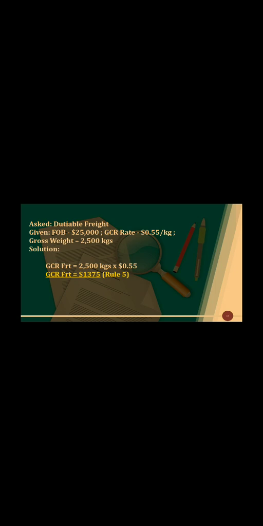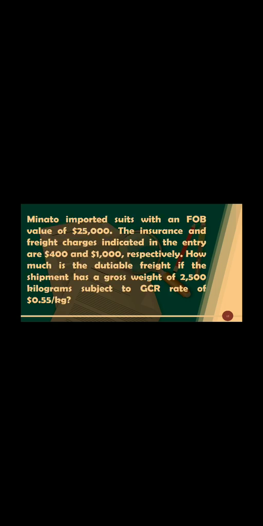So solution, we need to get here the GCR freight. To get the GCR freight, we need to multiply the gross weight by the GCR rate. So the gross weight is 2,500 kilograms and the GCR rate is 55 cents. So that is 2,500 multiplied by 55 cents. The GCR freight is $1,375, and that is under rule number 5. That is our dutiable freight.